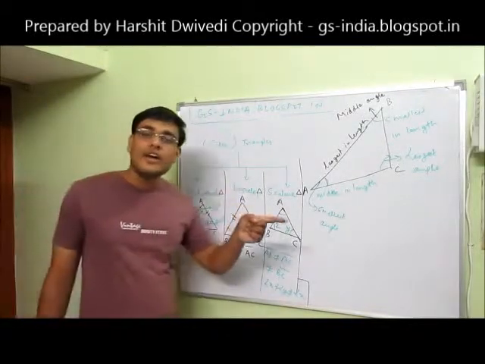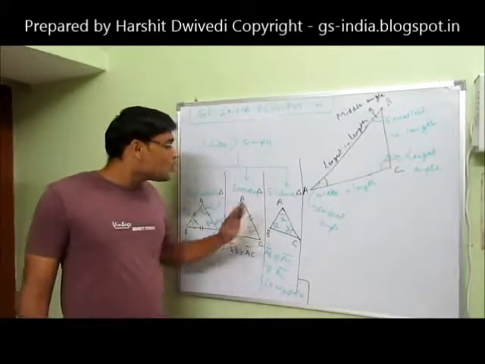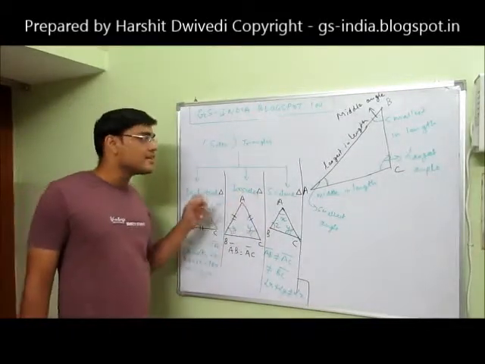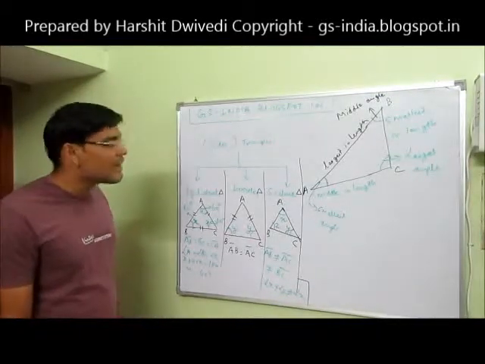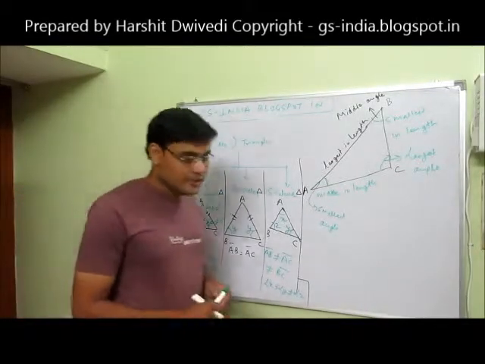In a scalene triangle, no two sides of the triangle are equal in magnitude, and no two angles of the triangle are equal in magnitude. This is a scalene triangle, this is an isosceles triangle, this is an equilateral triangle. So this is the classification of triangles on the basis of sides. Now let's move further. I should rub it off.